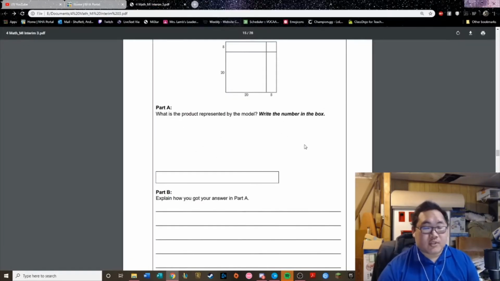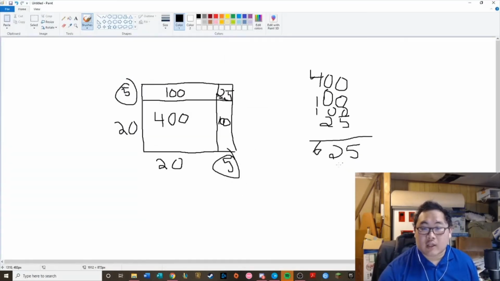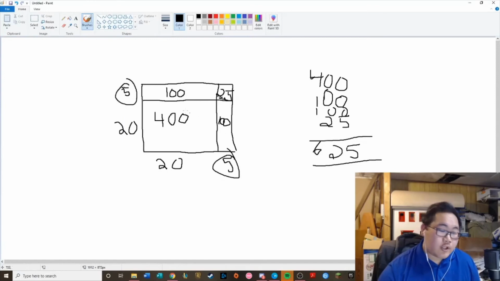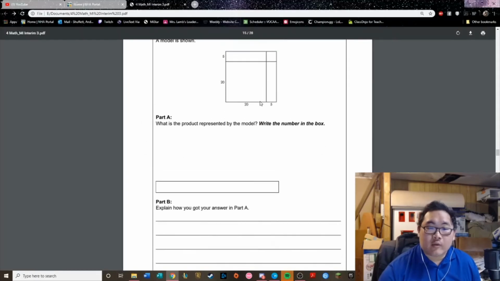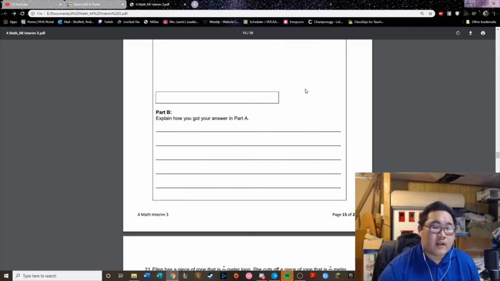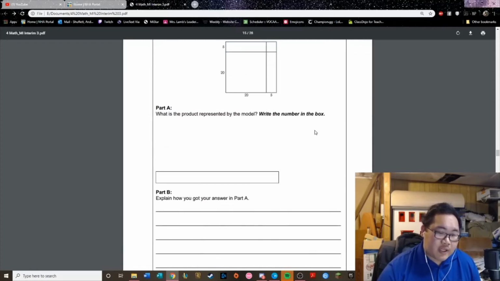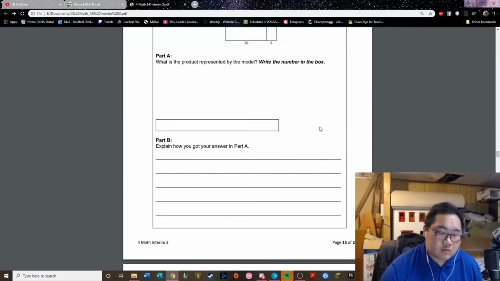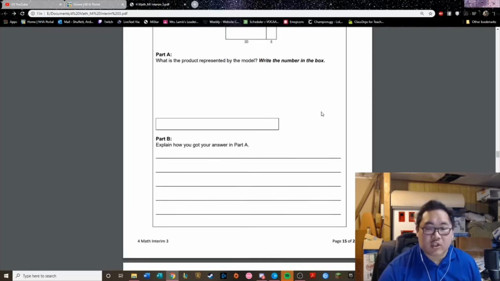What is the product represented by the model? Well, the number you'd write in the box is 625, like we determined, and explain how you got your answer. Well, you would explain that, oh, I used the open array. You would, of course, have written your work on here, not made your own model. And you would say, I used the open array and I did 20 times 20 and got 400. Then I did 20 times 5 and got 100. Another 20 times 5 is another 100. And 5 times 5 is 25. Then I added them all up and I got 625. Like 2 to 3 sentences. Honestly, not too much to write, and you've explained it, you get your full credit.